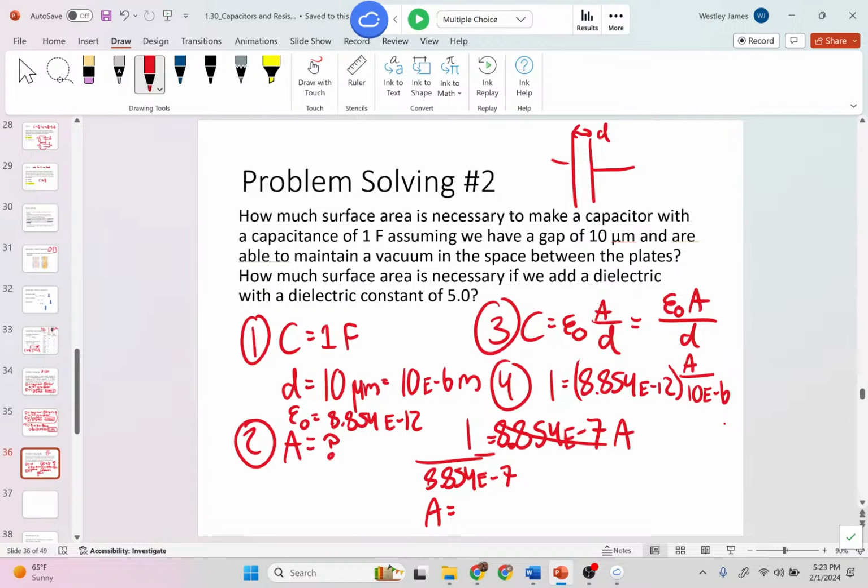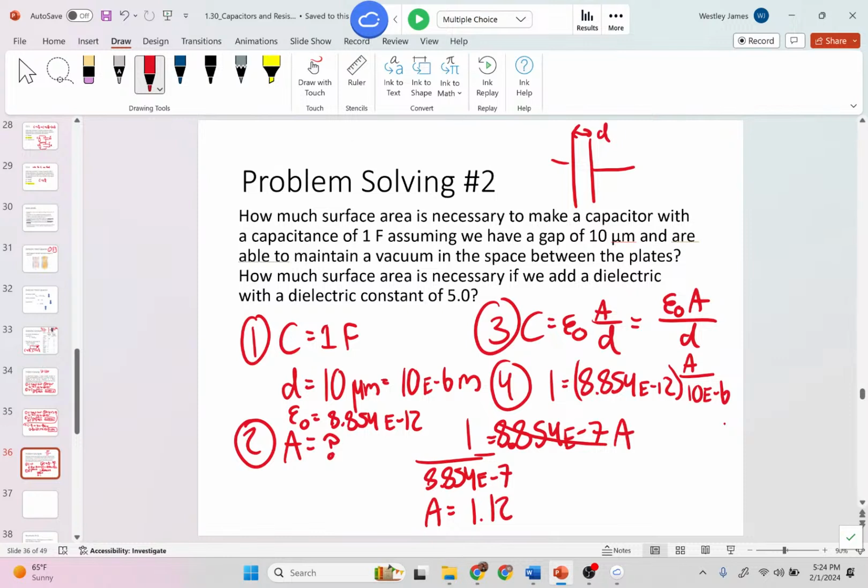And look how wild this answer is. Yeah, there's something off here. Plug in your calculator e to the minus 7 or e to the minus 12. It's even more ridiculous. Oh, no. 7's good. Because I divided by 10 e to the minus 6, and it changed it. So it is e to the minus 7, because we divided by that 10 e to the minus 6. Thank you for checking, though.